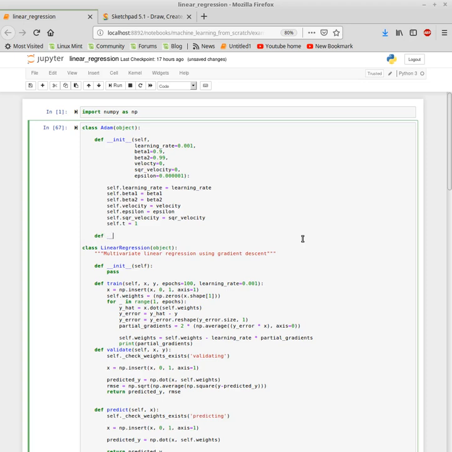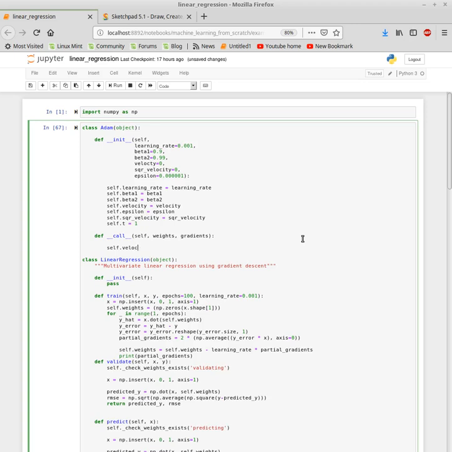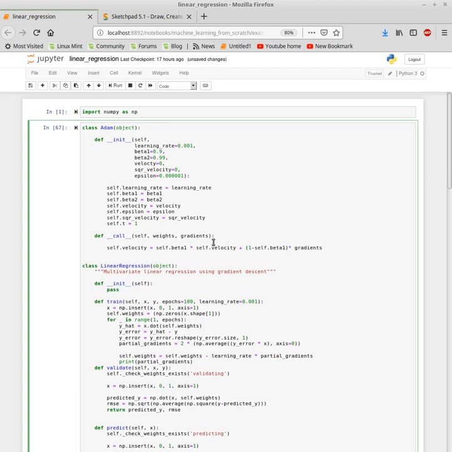Alright, so we're just going to make a call method. When this object is called, it's going to call this method. Self.velocity equals self.beta 1 times self.velocity plus 1 minus self.beta 1 times the gradients. Okay, so again, we want the weights. Just like gradient descent, we want the current gradient, but we're just going to update it differently, like we said before.